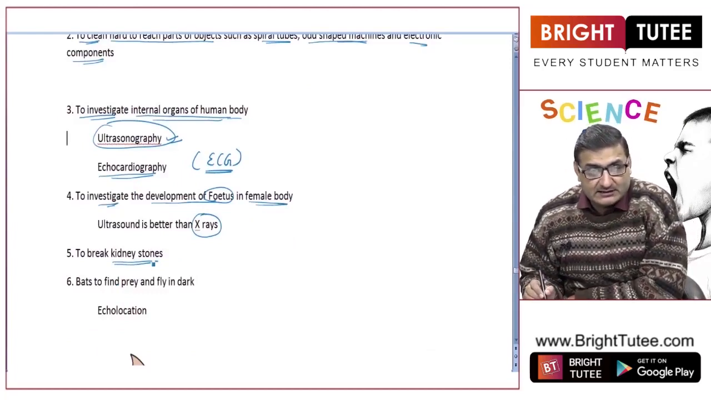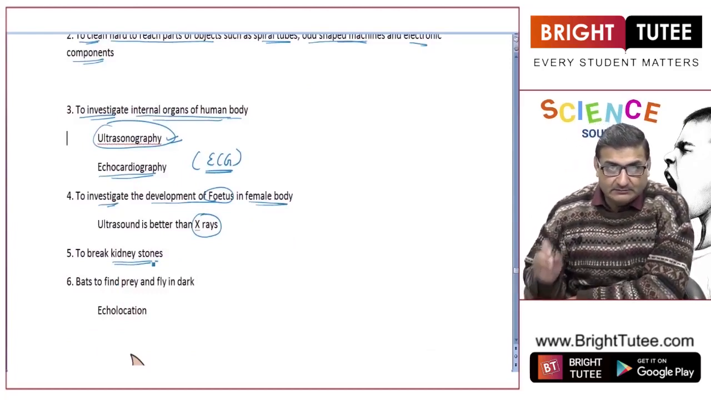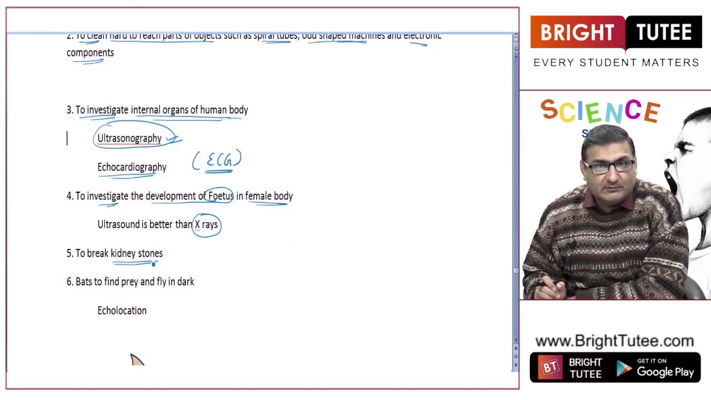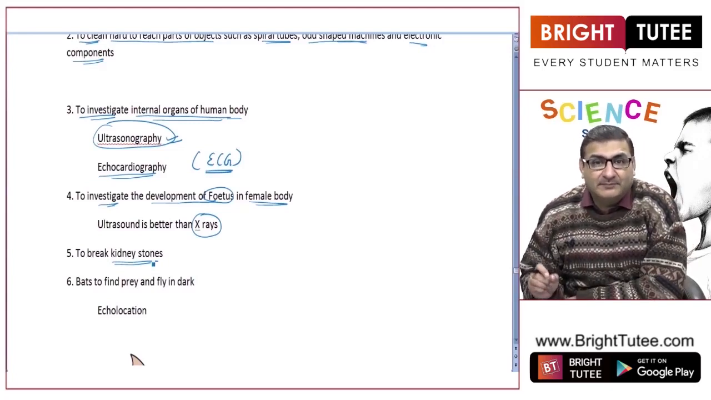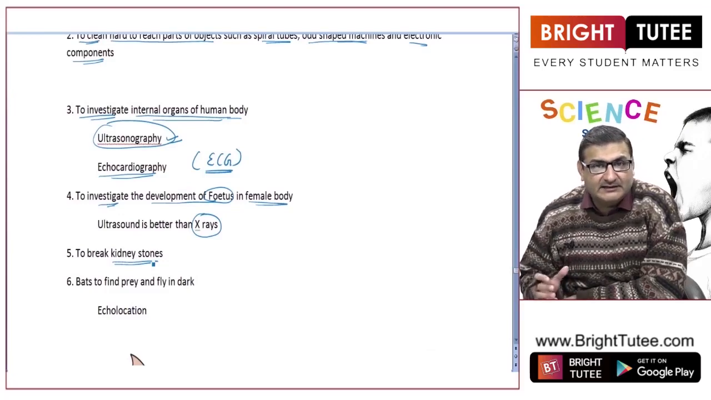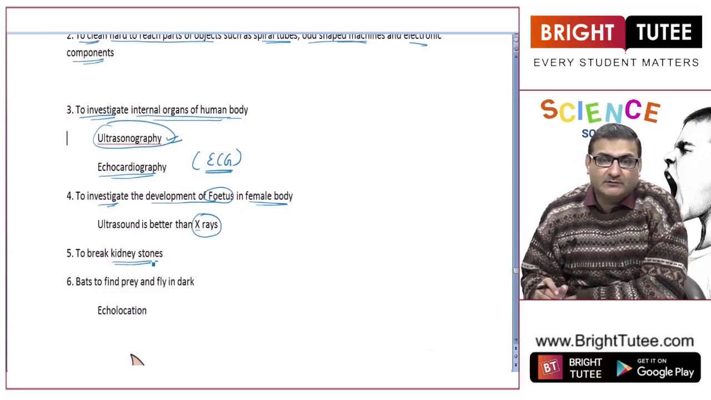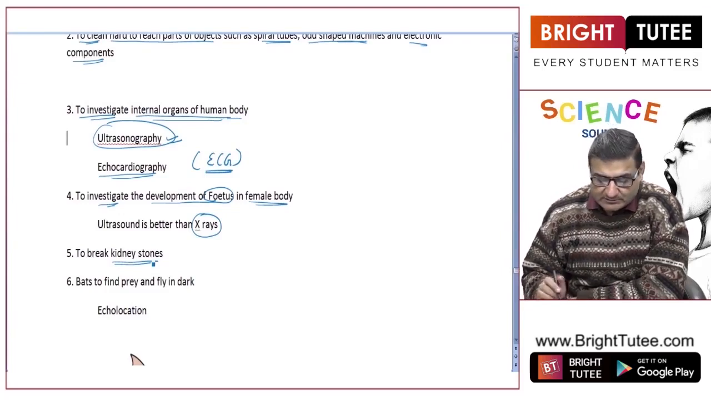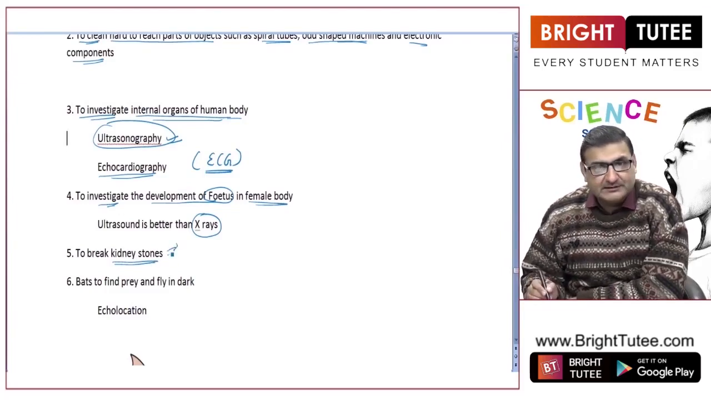These ultrasound waves are made to strike the stones in the body, where they vibrate them to a great level and many times it breaks them down, and then from the kidneys, after breaking down, they can easily get out of the body through the urine. Clear? So this is also why we use them.